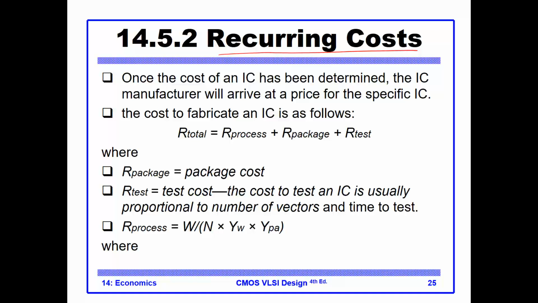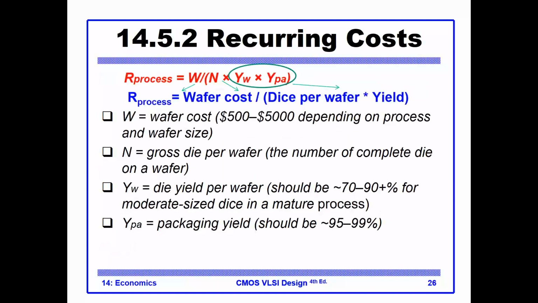Now, once you make the first copy, then there is the recurring cost, which means the cost of making every other design thereafter. That includes the process cost, the package cost, the test cost. Because you need to test every part, you need to have a cost for the package, and you need to manufacture every die. And the process, we can say it is the wafer cost divided by the number of dice and divided by the yield, and the yield can be the multiplication of the die yield by the package yield. So the cost of the process is the wafer cost divided by dice per wafer times the yield.